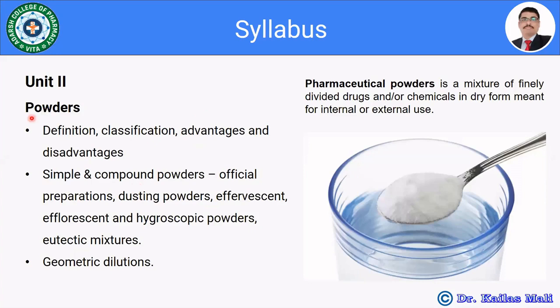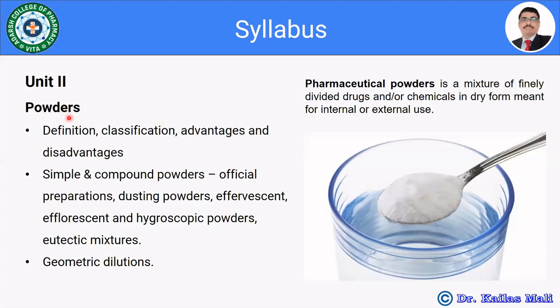The next part is powders. The pharmaceutical powders are a mixture of finely divided drugs and/or chemicals in a dry form meant for internal or external use. So powders are a mixture of finely divided drug. It comprises the API or a drug or chemicals in the dry form for internal or external use. Internal means given by the oral route, and external means applied externally onto the body.